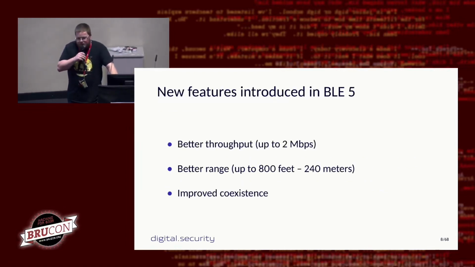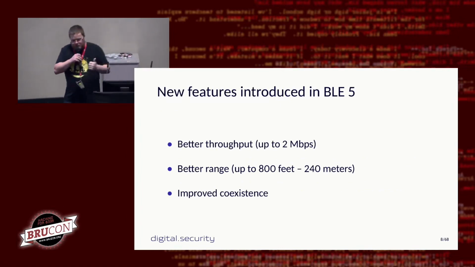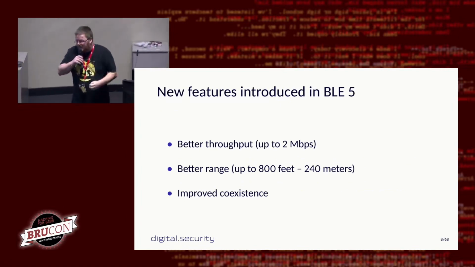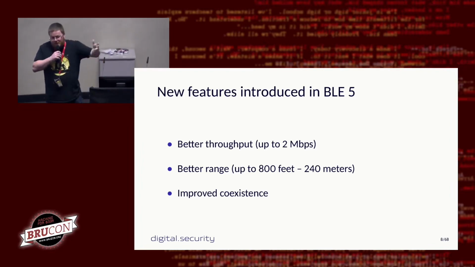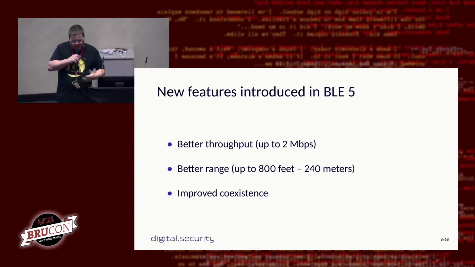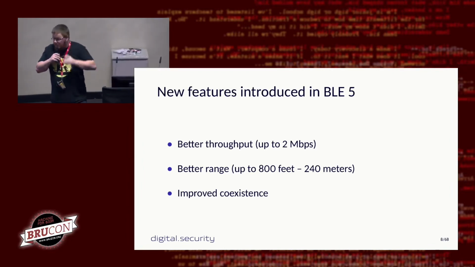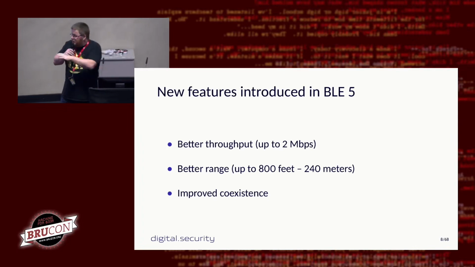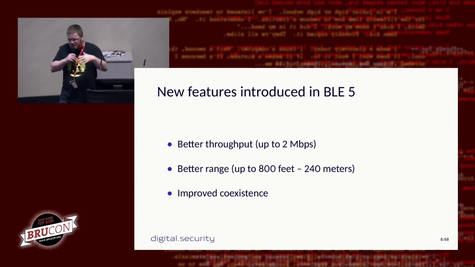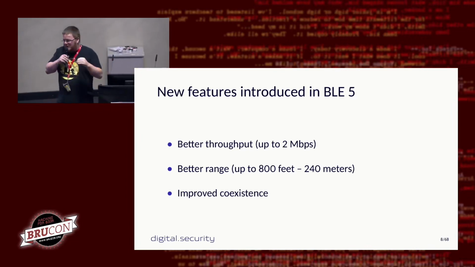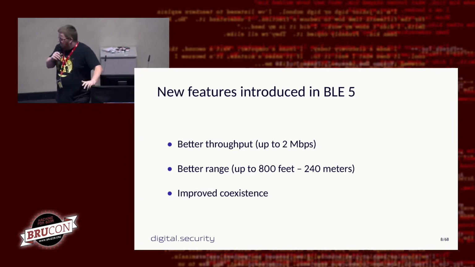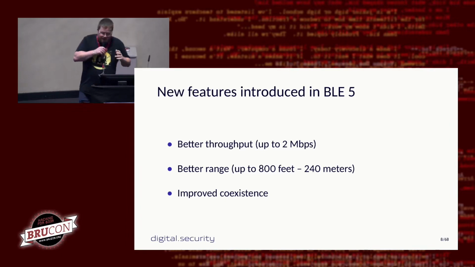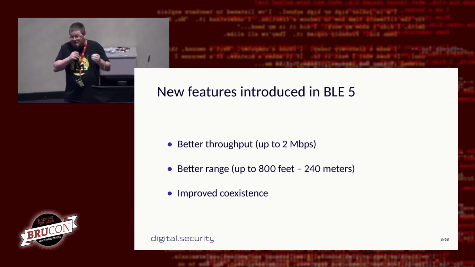BLE5 introduces a lot of new features too. So a better throughput, that means you can send data faster than with BLE4. A better range, you can send data further with some specific features, up to 800 feet or 240 meters away. So normally a BLE4 connection is working up to maybe between 20 and 40 meters, depending on the noise. So this is an improvement of this protocol, and it's also improved the coexistence.